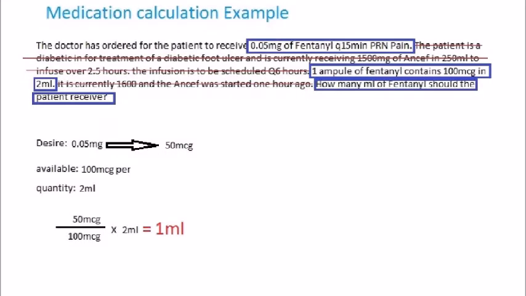Alright, so here's the answer. You take your 0.05 milligrams, you convert it to micrograms, then you already have your 100 micrograms, and then you have your 2 mLs for quantity. You put that into the algorithm, and you get 1 mL. That's how many mLs you would give.